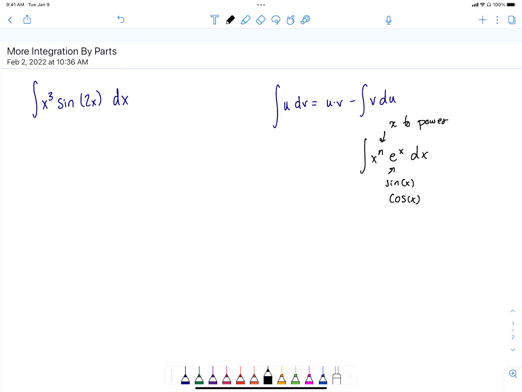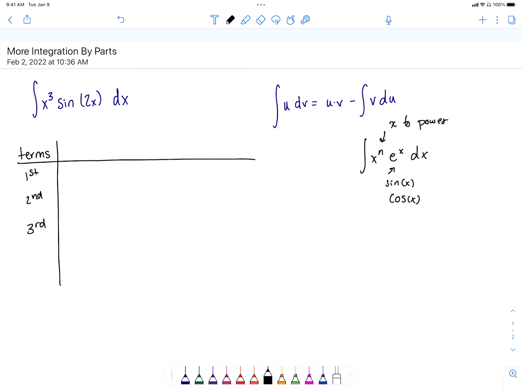And so this is called the tabular method. And so what we're going to do is make a table. And in the first column, we're going to list the terms. And this is just going to be like first term, second term, and these are the terms of our integral. Fourth term, fifth term, sixth term. We'll write several here. We don't know exactly how many we're going to need.